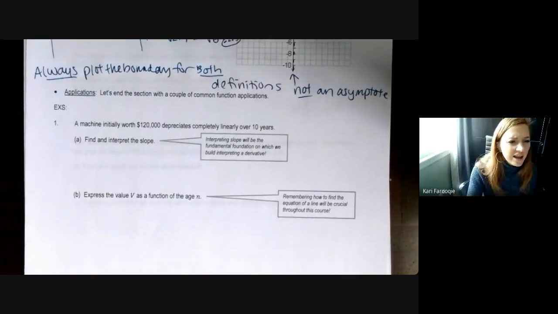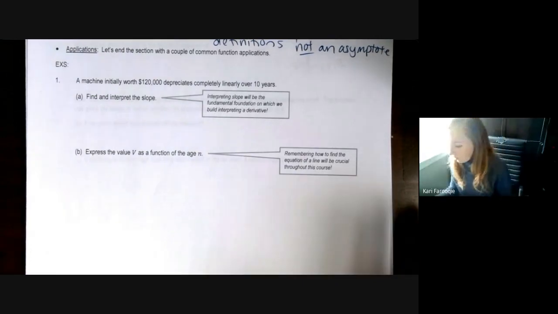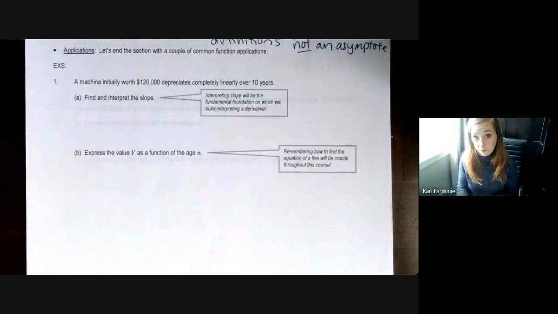All right, let's end the section with a couple of common function applications. Absolutely, it's a great idea. It's one thing to be given a function and be able to work with it, but it's another to be able to generate your own function for data, which is a very, very powerful tool that you can have as a math student. So let's do that now.